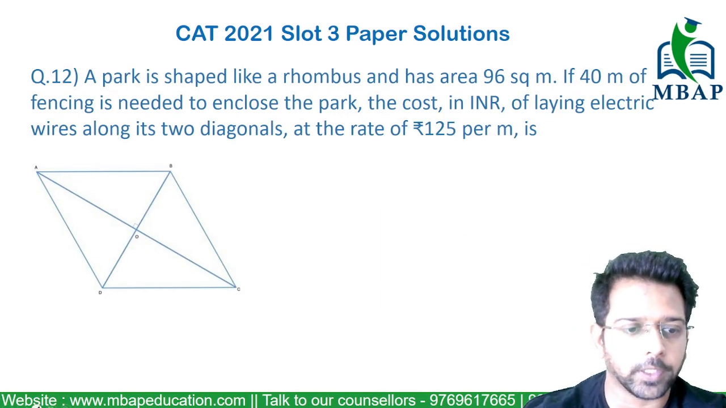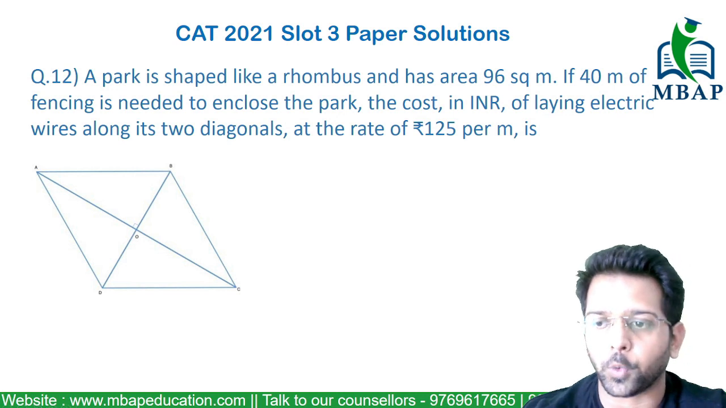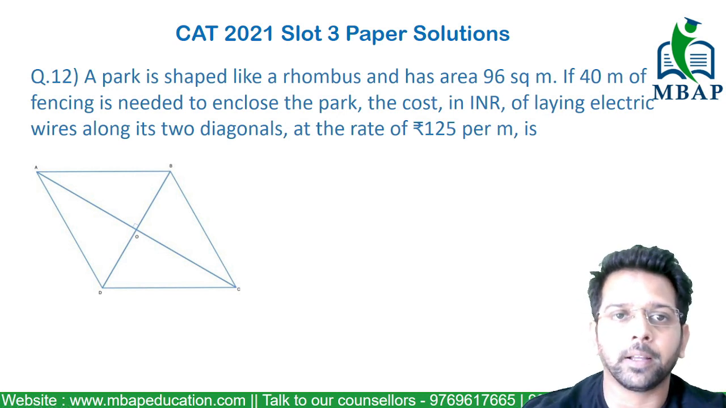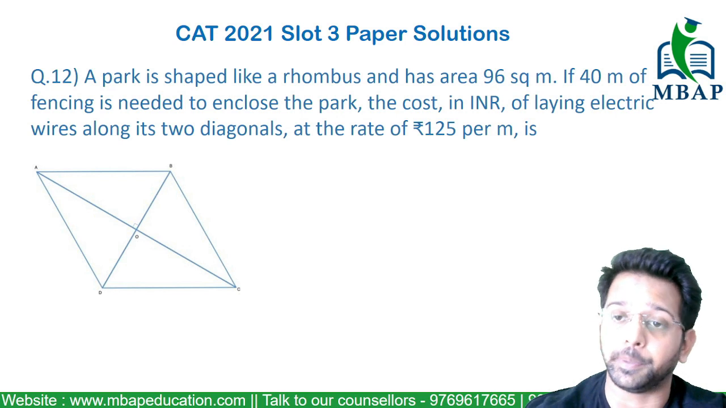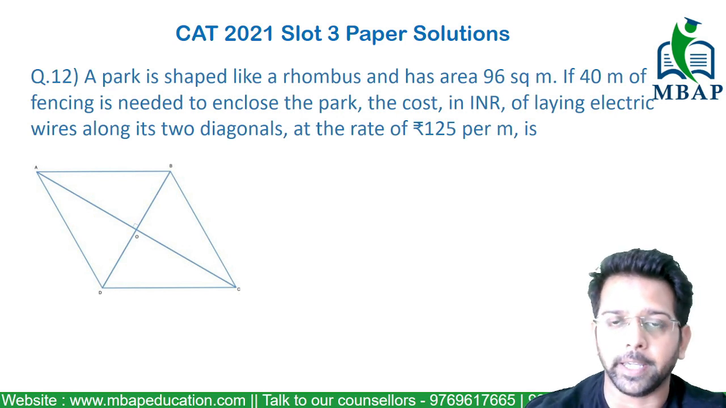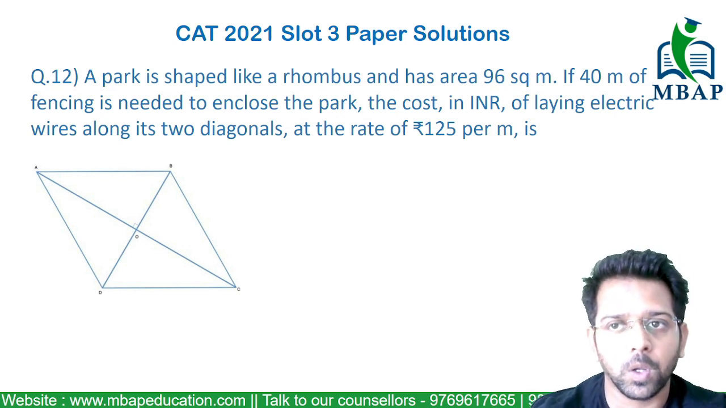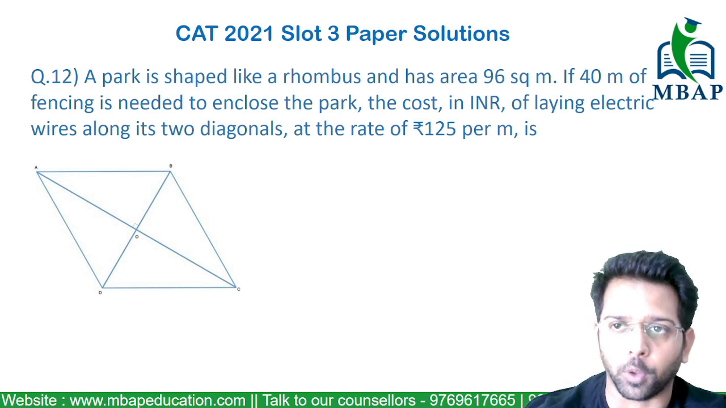Let's have a look at the next question. The question says, a park is shaped like a rhombus and the area is being given to you as 96. The area of a rhombus is half into D1 into D2, the two diagonals of the rhombus.